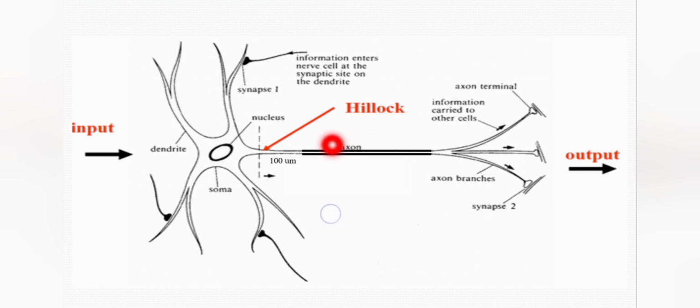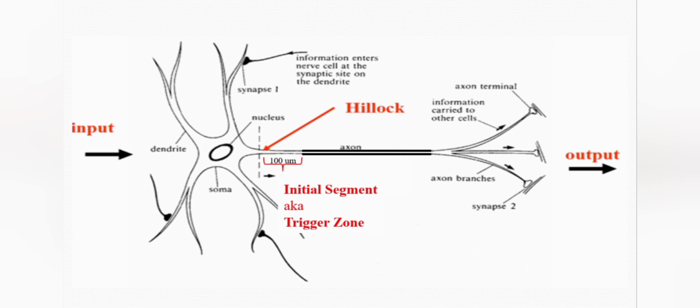Now another portion of the axon which I would like to tell you about is called the axon hillock. Basically this is that part of the cell body from where the axon originates. Now the axon hillock plus the initial 100 micrometers of the axon, this portion together is called the initial segment, or you can say the trigger zone.